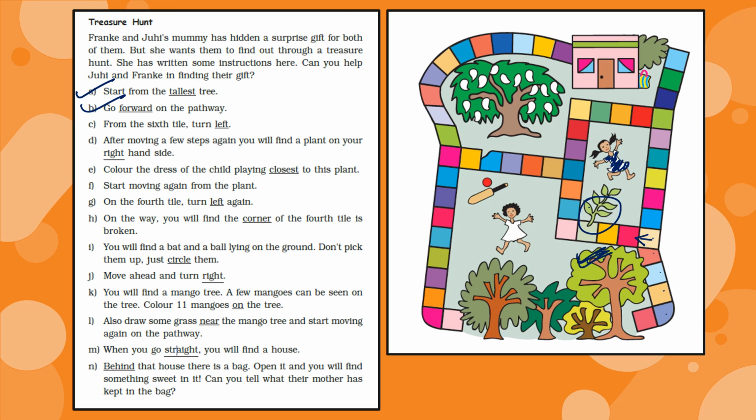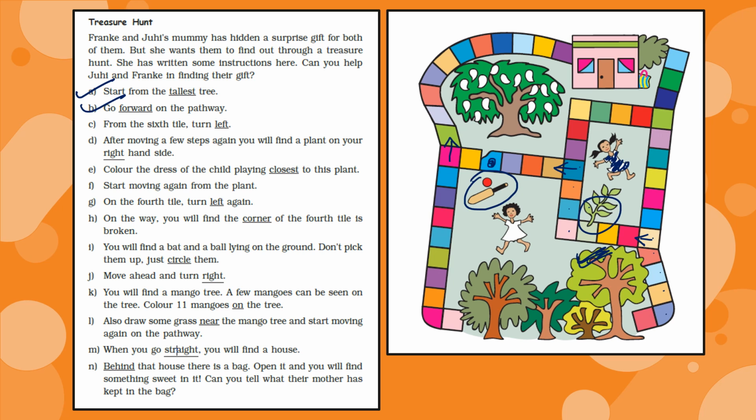Now, start moving from the plant. On the fourth tile, turn left again. 1, 2, 3, 4. Turn left. On the way, you will find the corner of the fourth tile is broken. Here. You will find a bat and a ball lying down. Don't pick them up, just circle them. Now, move ahead and turn right.